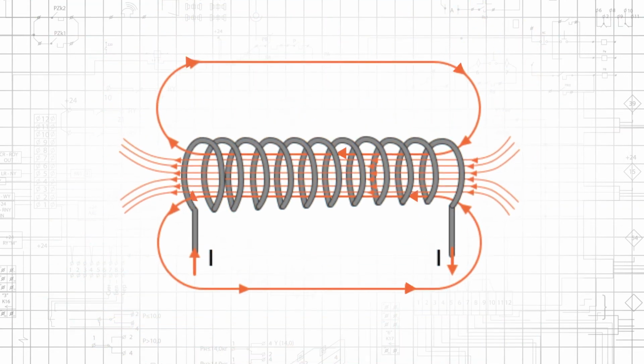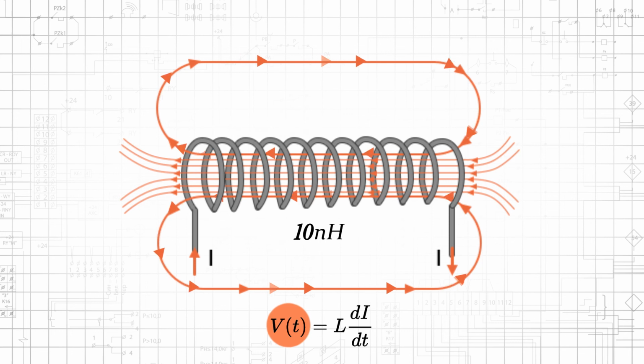All conductors have some inductance, but to create an inductor, we use techniques that strengthen the magnetic field to increase inductance. A basic inductor is simply a coiled wire, and the coiling concentrates the magnetic field lines to increase inductance. The unit for inductance is the Henry, which corresponds to the voltage that will be generated by an inductor as a result of changes in the rate of charge movement through the inductor.